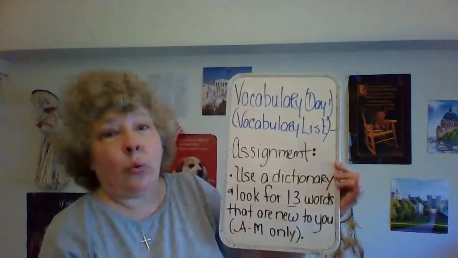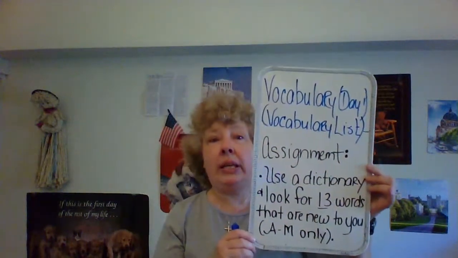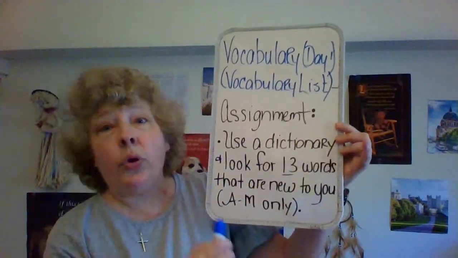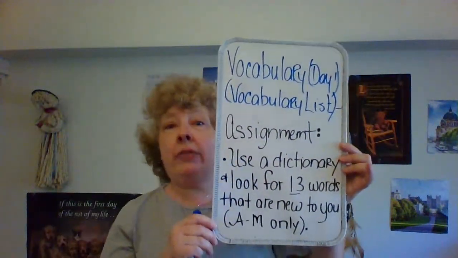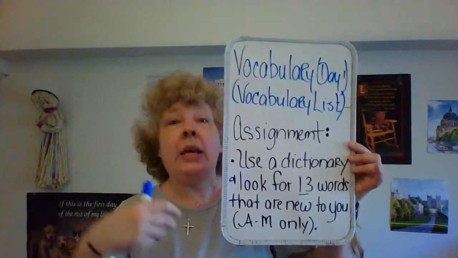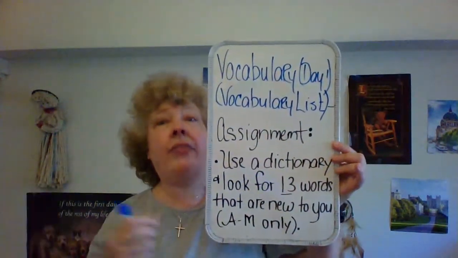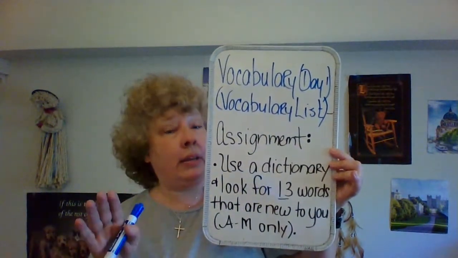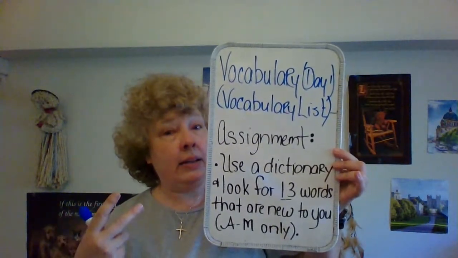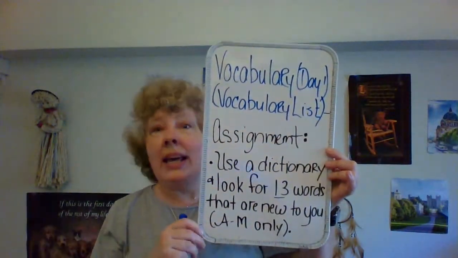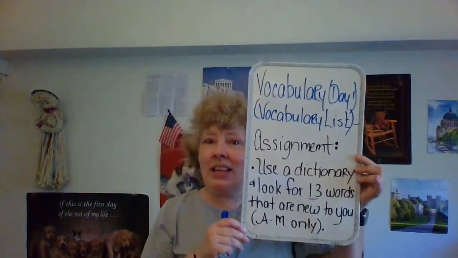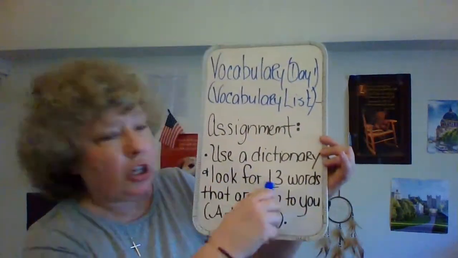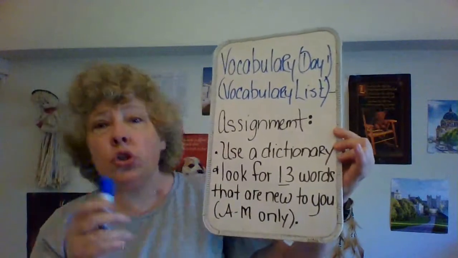So we start with a dictionary. You need that dictionary. And I want you to look for 13 words, letters A through M. Please understand, you're looking for a word that starts with A, with B, with C, D, E, F, all the way down to M, A through M only. So that will make your 13. Add those words to your list and check how long your list is. Do you have several pages now, front and back? Fantastic. I want you to look for 13 words that are new to you.